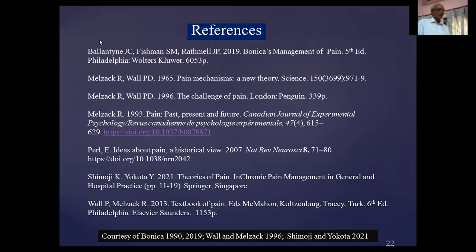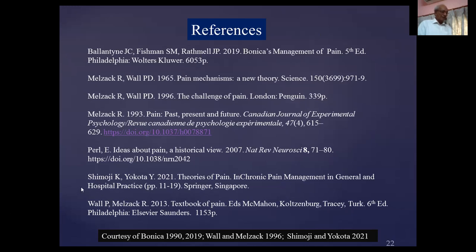And these are my references. The biggest references are the books. I talk about the book by Wall and Melzack, Textbook of Pain, 6th edition, 2013. I talked about Bonica's Management of Pain. Here it is. Latest edition, 2019. Now the editors are different. That is the 5th edition. From time to time I refer to The Challenge of Pain, published in 1996. Again, the authors are Melzack and Wall. Well, a very good account of theories of pain is available.